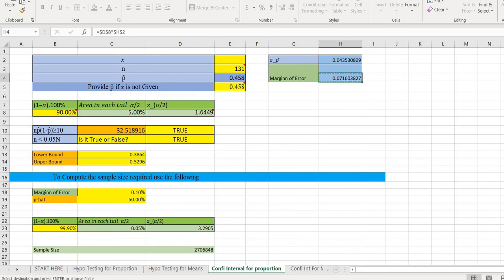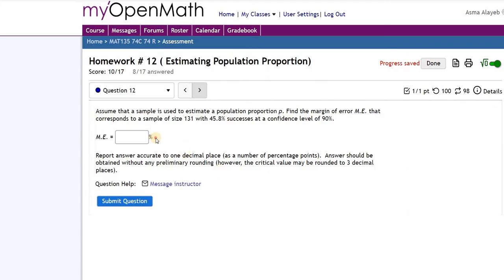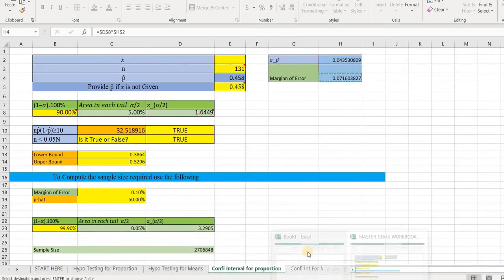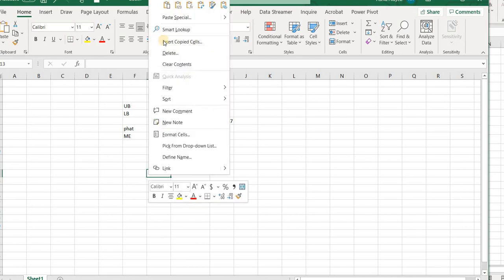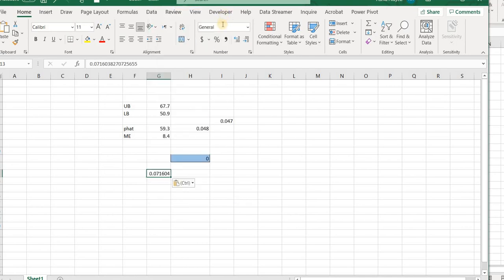So I'm just going to copy the margin of error. And notice here that I need to report it as a percentage. It is not a percentage already, so I need to make it into a percentage. I'm going to paste it as a value, and then I'm going to use the percentage form. And I will add 1 decimal, 2 decimals.